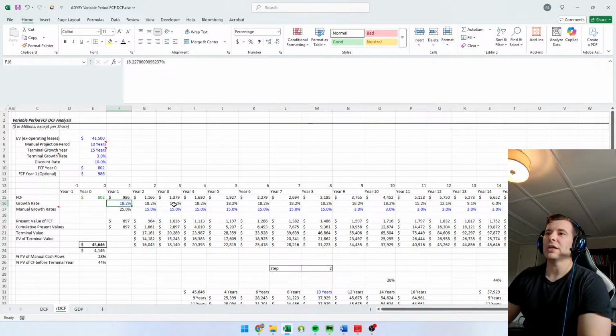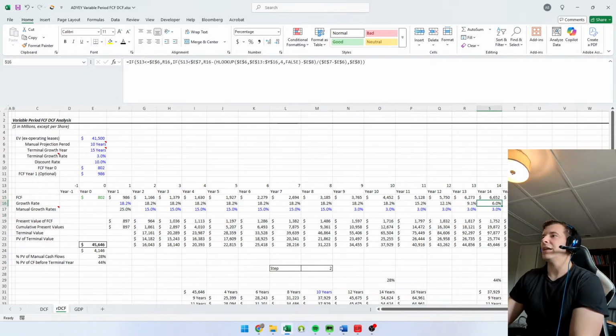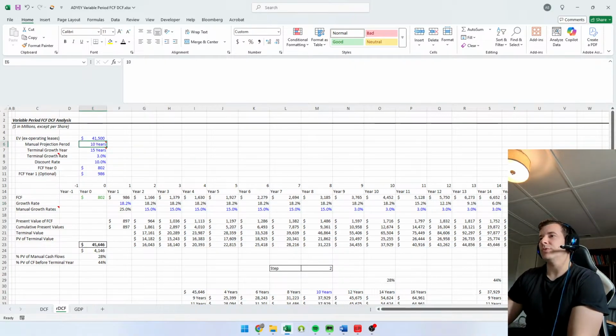So what's going on here is we're just projecting all these future cash flows, and now for the next 10 years instead of 8, you can see it's growing for the next 10 years at 18.2%. So these years the free cash flow keeps growing at this rate. Then the free cash flow declines and hits 3% in year 15 and so on. And so depending on how long you think this will grow, that affects the cash flows.